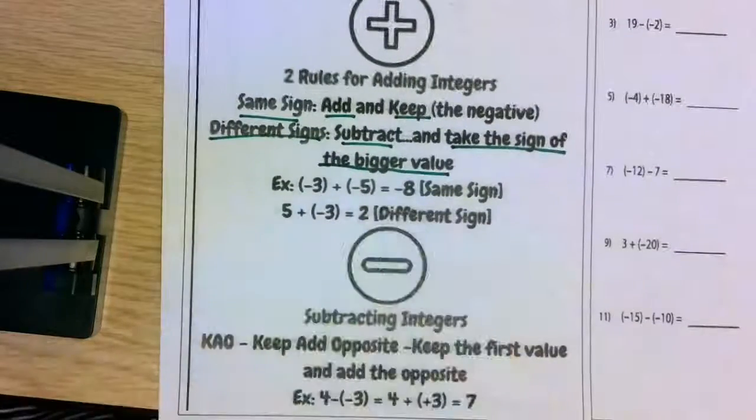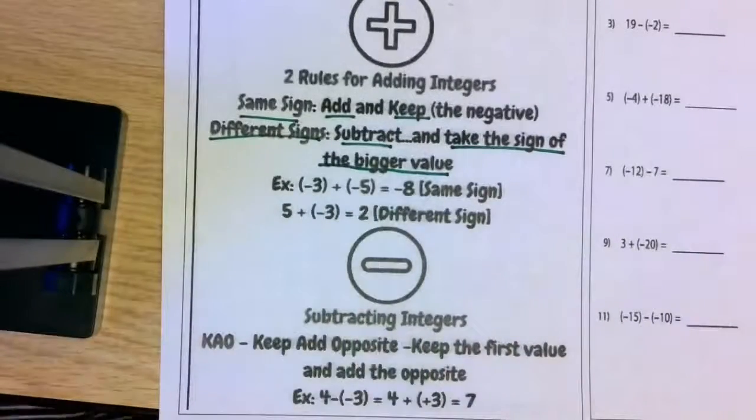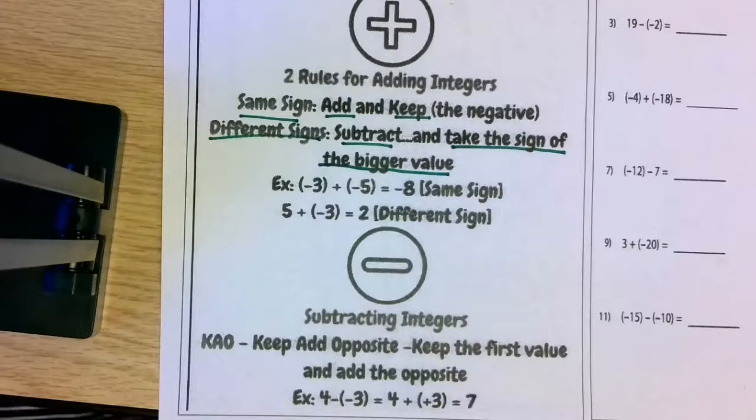Here's an example. If you have the same sign, so -3 plus -5 is -8. That's the same sign, so it's going to go straight through. A different sign, we have 5 and -3. 5 is bigger, so you're going to have a positive answer. It's bigger by 2, so your answer is 2.